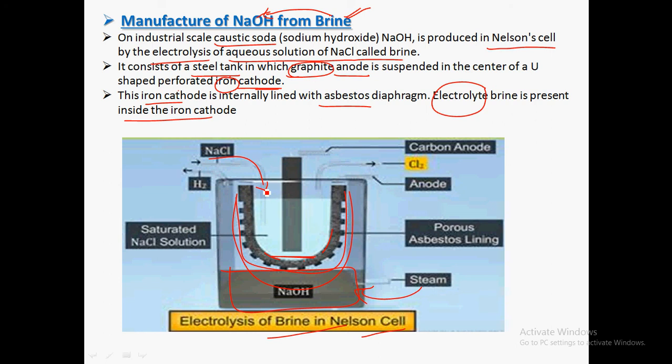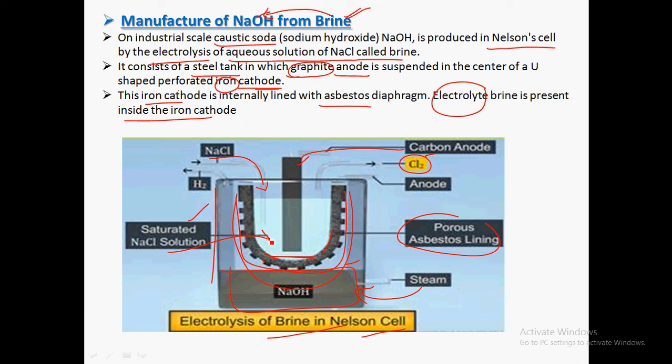There are two electrodes. This one is the carbon anode. As I told you, this is graphite material. We can also use the term carbon anode, and the whole chamber is the cathode. Now, chlorine is coming out at the anode. Then what is this? Porous asbestos lining. You can see these are the porous asbestos lining, and here is saturated NaCl solution.